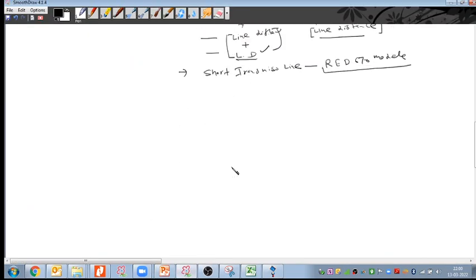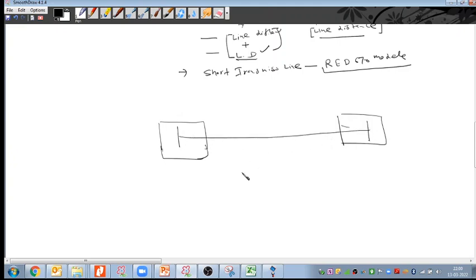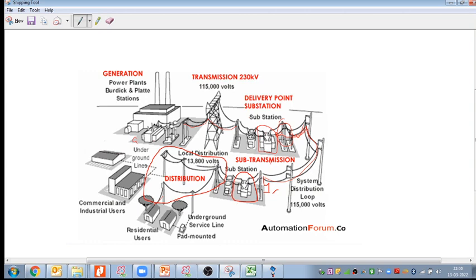Here we have one line. This is my substation here. Send one substation here, and there is a line going to here, a transmission line. Or we can take this one also. Let me delete, erase all these things.